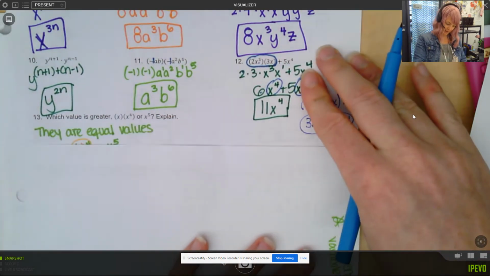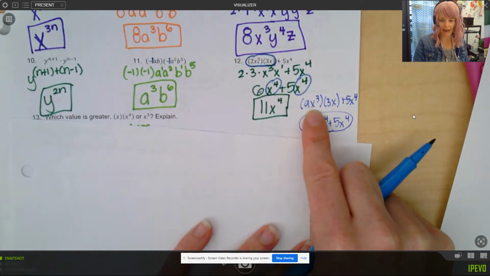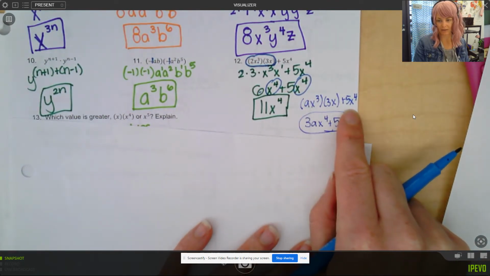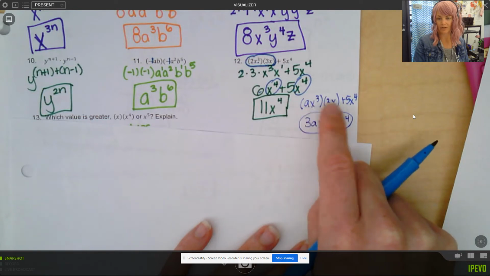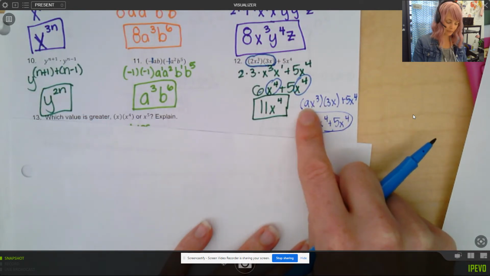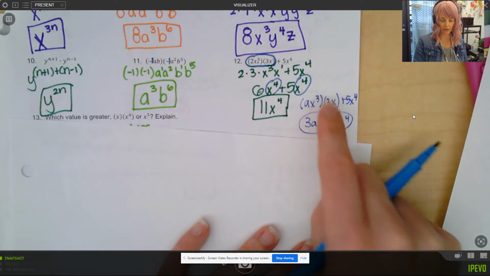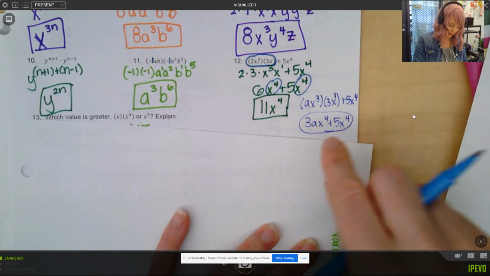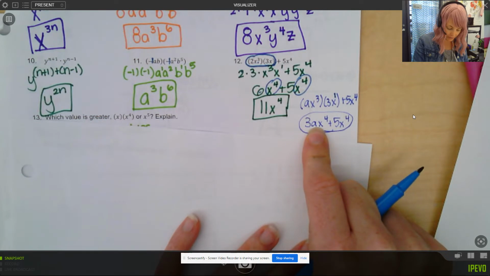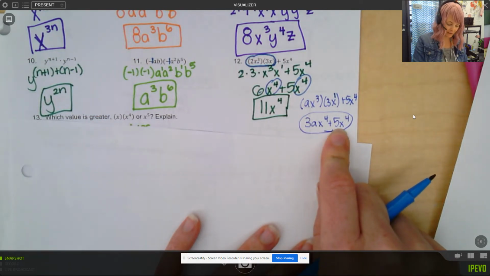If you had something like x to the 3rd and 3x to the 3rd plus 5x to the 4th, you could still use your product of powers here because x to the 3rd and x to the 1st. So you'd have 3x to the 4th plus 5x to the 4th.